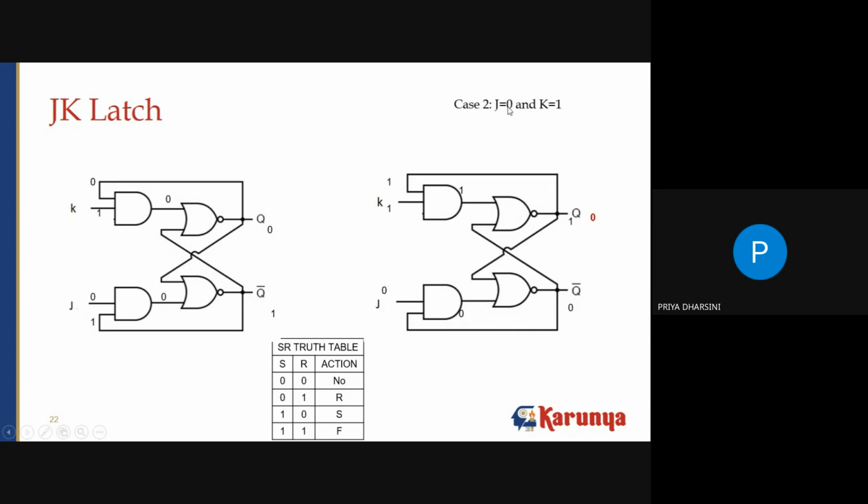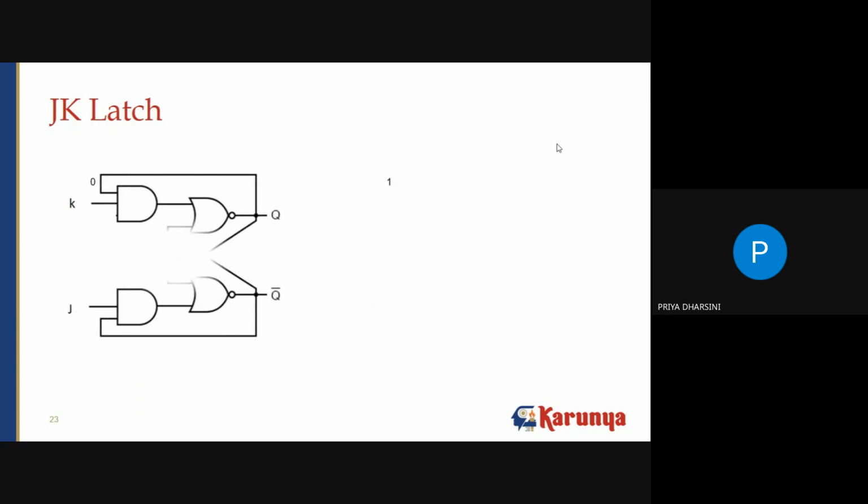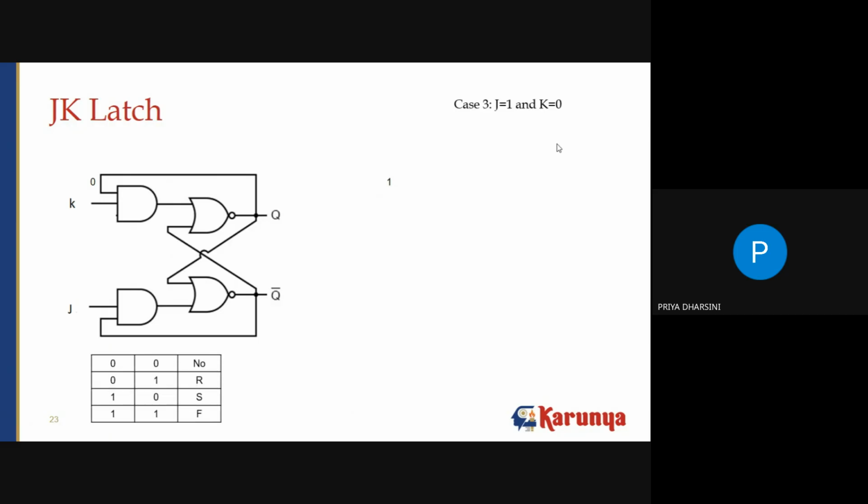So what are we concluding? When J is equal to 0 and K is equal to 1, it behaves as a reset state. Now let's take the third state. Third state is J is equal to 1 and K is equal to 0. So in this case, we are going to test it.